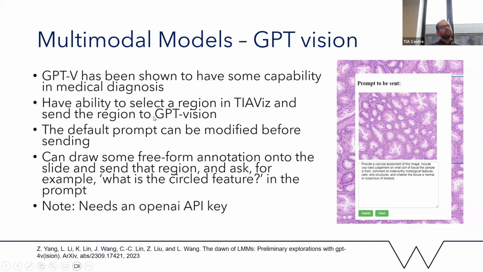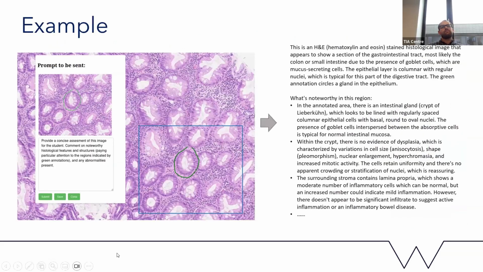So you have an ability in the UI to select a region and modify the default prompt. You can also add some free-form annotations onto the region to be sent, and ask about that thing, for example, what is the circled feature? Just as a note, you need an OpenAI API key to be able to do this. So as an example, we've drawn a free-form annotation around this region and drawn a box.